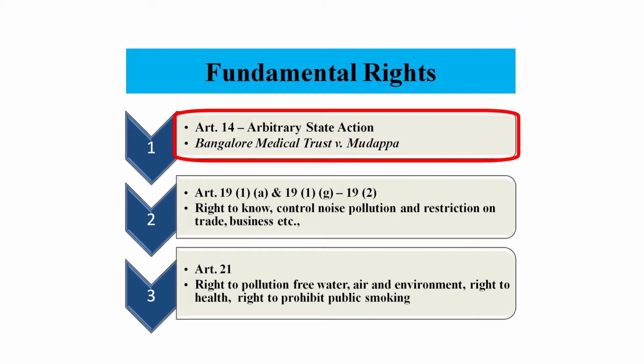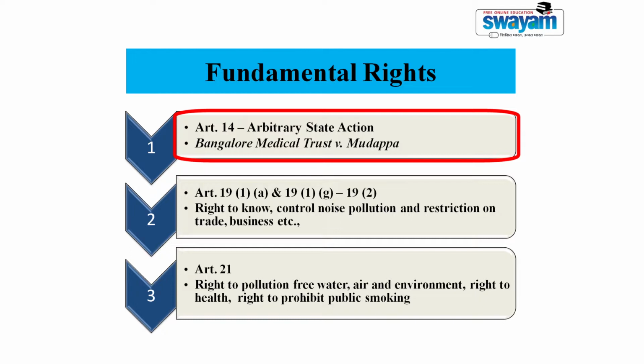In one of the cases, Bangalore Medical Trust versus Mudappa, the Bangalore Development Authority (BDA) allotted a land for the purpose of construction of a public park. After a few years, BDA converted the land and wanted to transfer it for the purpose of construction of a hospital. Mudappa filed a case before the court, and the court held that compared to a hospital, a public park is more important in cities because people are living in apartments and cannot get fresh air. The court held that a public park is more important than construction of a hospital. So this shows that if state action is arbitrary, we can avail a remedy under Article 14.